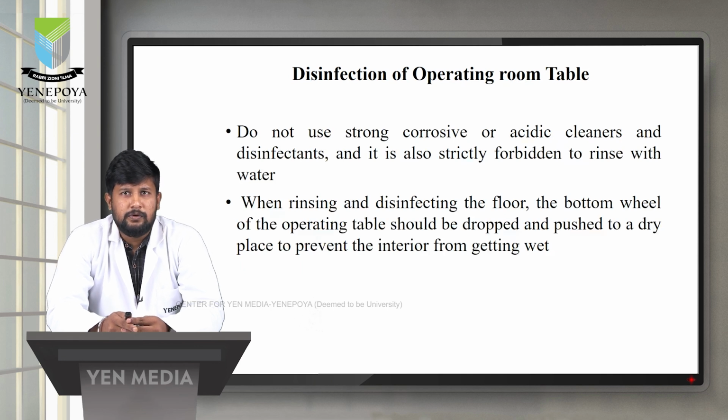Do not use strong corrosive or acidic cleaners and disinfectants, and it is also strictly forbidden to rinse with water. When rinsing and disinfecting the floor, the bottom wheels of the operating table should be dropped and pushed to a dry place to prevent the interior from getting wet.